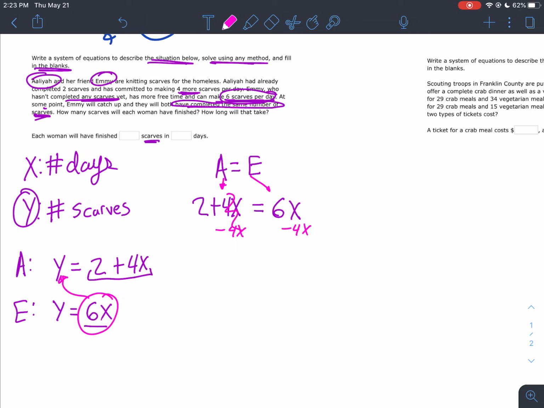Now, let's go ahead and solve this thing. So we'll get our x's on one side. And I've got 2 equals 2x. We're going to divide by 2. And my x is going to end up equaling 1. So the number of days is going to be after 1 day.